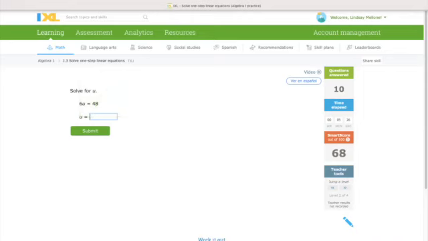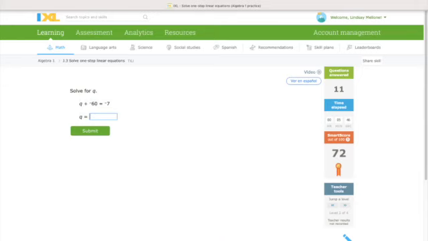6u is being multiplied. So we're going to do the opposite and divide. We're going to divide both sides by 6. So 6 divided by 6 is just 1. So that leaves us with the u on the left. 48 divided by 6 is an answer of 8.